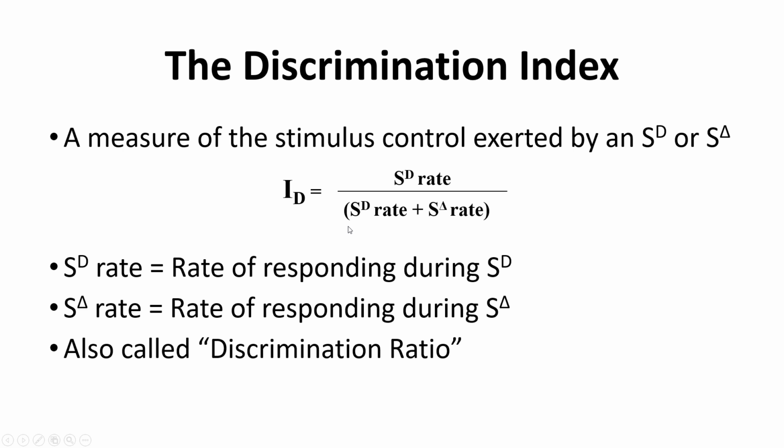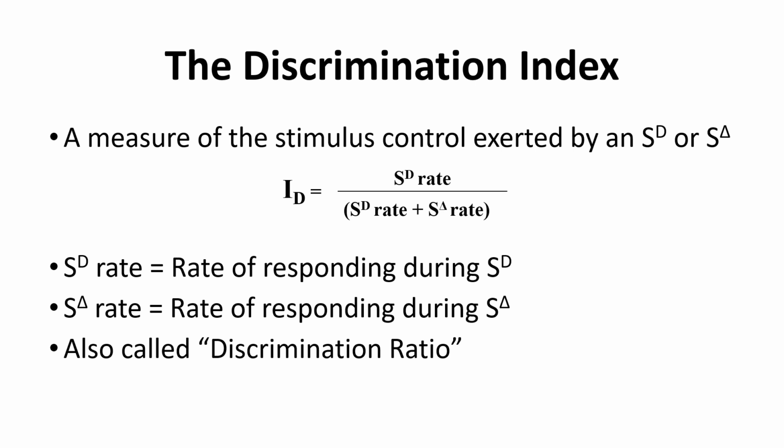If we see a value very close to 1, that's telling us that there's a high rate of discrimination because it would be 1 divided by 1 plus close to 0 for our S delta rate. And the idea being that we respond a lot during the discriminative stimulus and very little during our S delta.